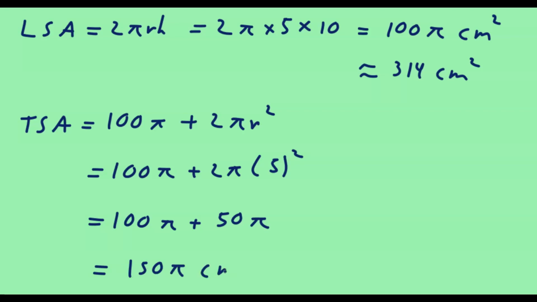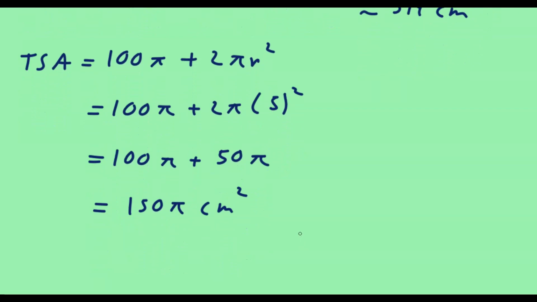And 100 pi plus 50 pi is 150 pi. And the unit for this will be centimeters squared. So the total surface area is 150 pi centimeters squared. And if we use the approximate value of pi, which is 3.14, we'll see that this is approximately equal to 471 centimeters squared. So the approximate total surface area of the cylinder is 471 centimeters squared.